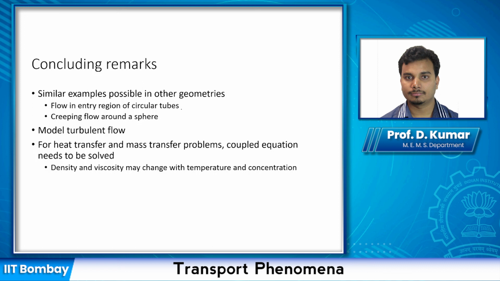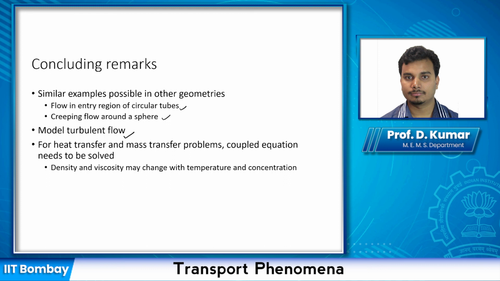Okay, so with that, there are just some concluding remarks regarding this. Similar examples are possible in other geometries. For example, you can use this set of equations to find flow in the entry region of a circular tube. We have done the derivation for laminar flow in the fully developed region using our momentum balance earlier, but you can directly start with these equations in cylindrical coordinates and come up with this. You can also do the derivation for Stokes velocity for creeping flow around a sphere. As I said earlier, you can use it to model turbulent flow.